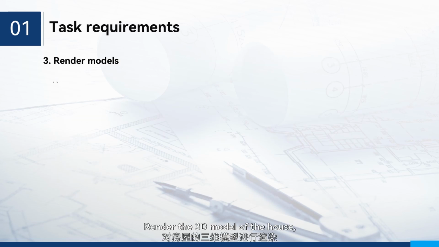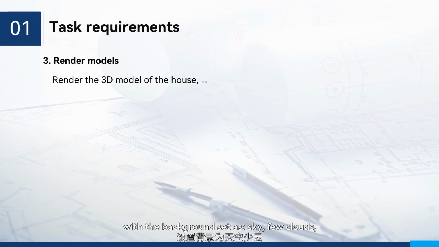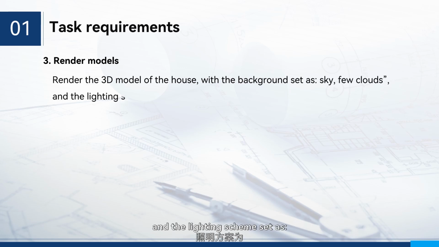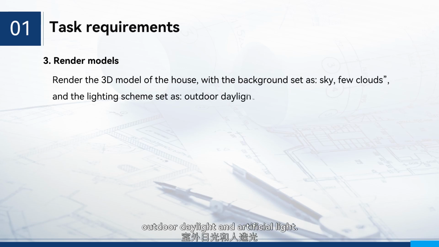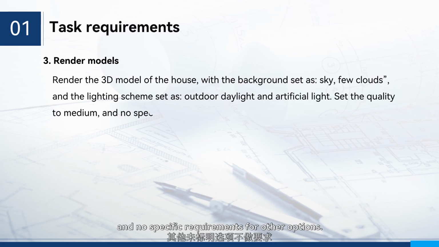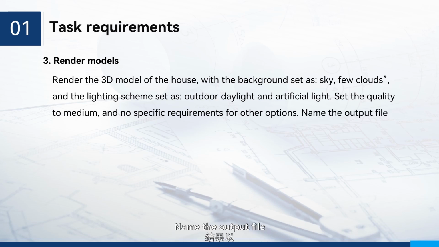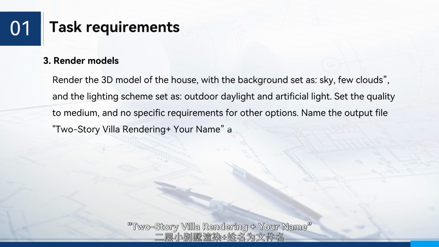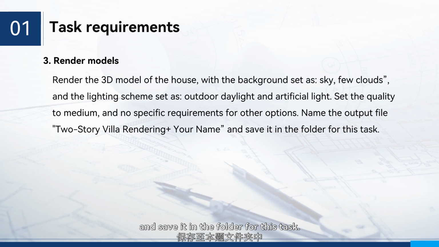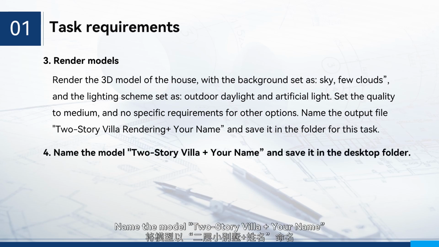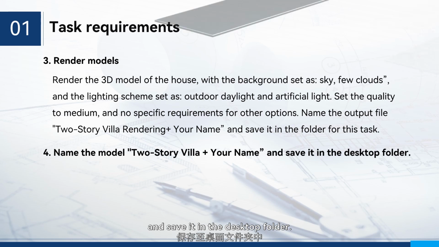Model rendering, render the 3D model of the house, with the background set as sky, few clouds, and the lighting scheme set as outdoor daylight and artificial light. Set the quality to medium and no specific requirements for other options. Name the output file two-story villa rendering plus your name and save it in the folder for this task. Name the model two-story villa plus your name and save it in the desktop folder.